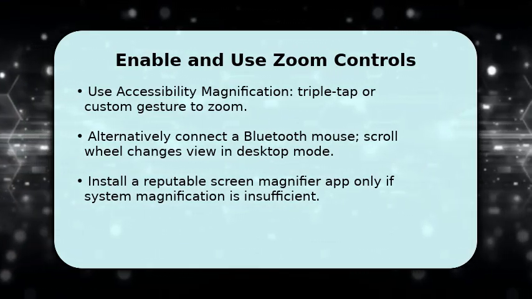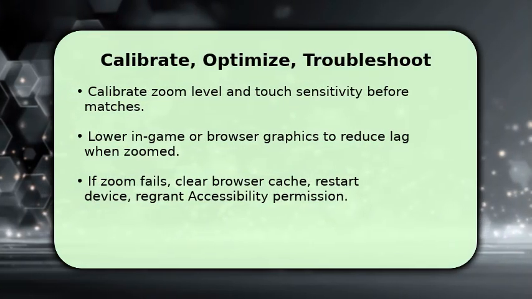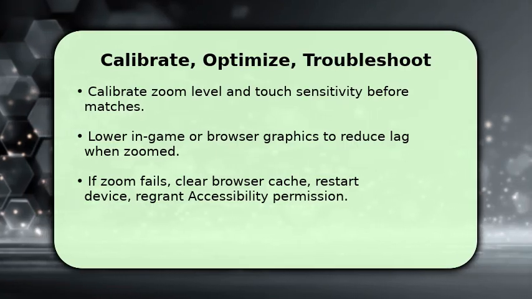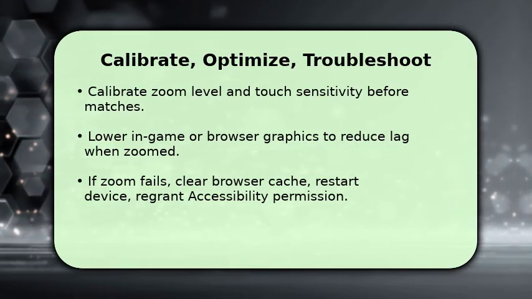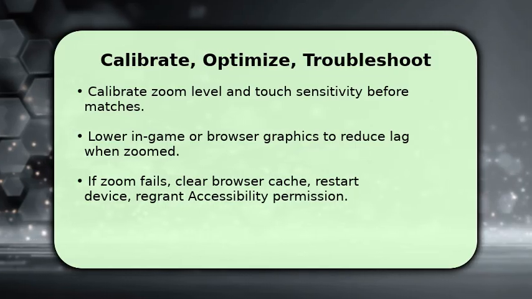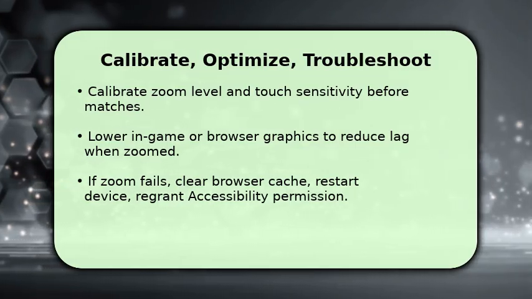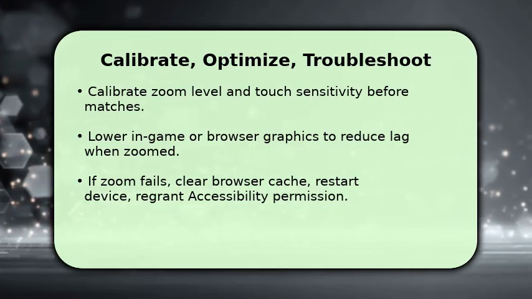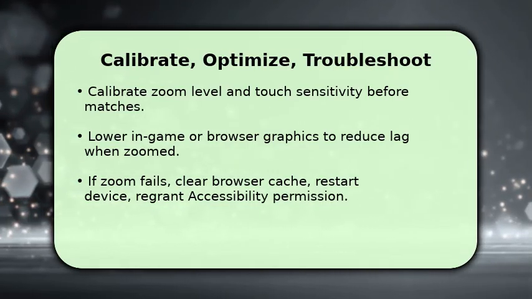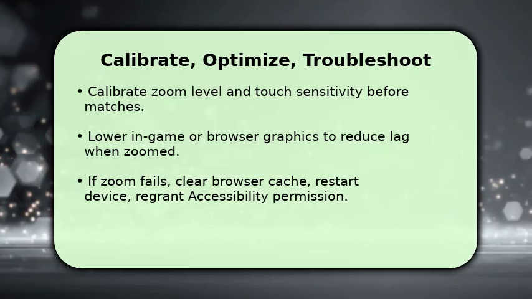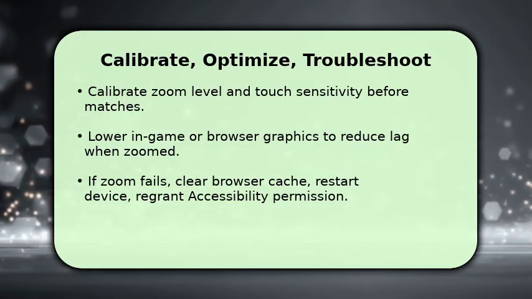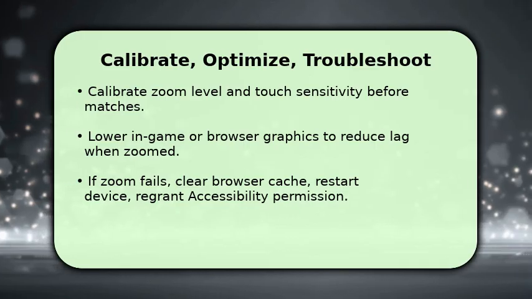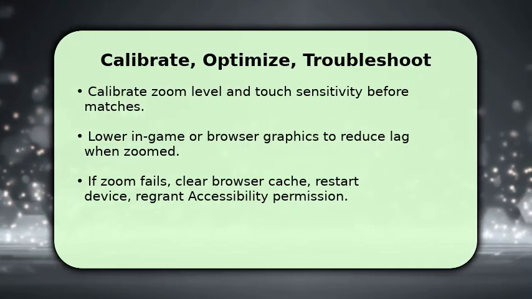Finish by calibrating and optimizing for play. Set a comfortable magnification, tweak touch sensitivity, and run a short practice match to confirm controls. Make sure to lower browser or in-game graphics if zooming causes stutter. That reduces CPU and network strain. If something goes wrong, first clear your browser cache and restart the phone, then regrant accessibility or magnifier permissions. That fixes most issues quickly. With these last checks, you'll have reliable zoom control for Agar.